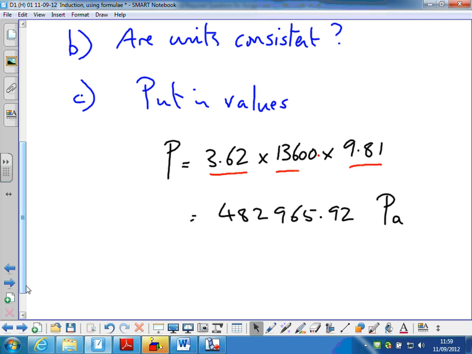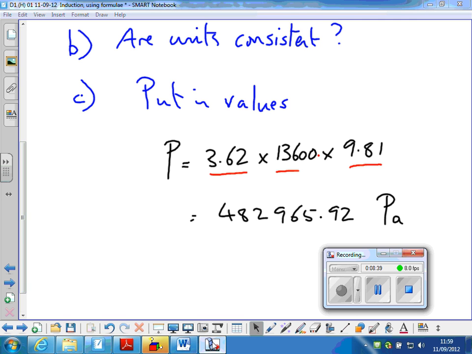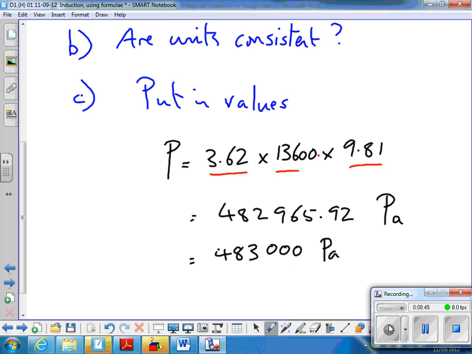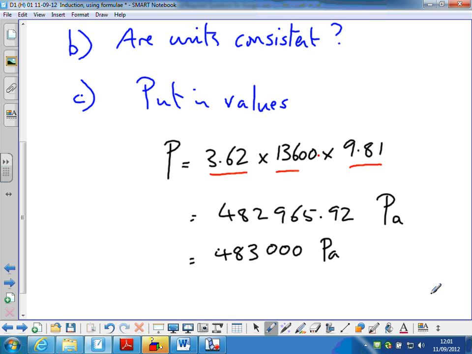And I'll pause that for a second while you do that. 48300 pascals, but then what we do at the end is write 3SF. We state that we've written it to 3 significant figures, so somebody who's looking at your answer knows you've rounded this to 3 significant figures.